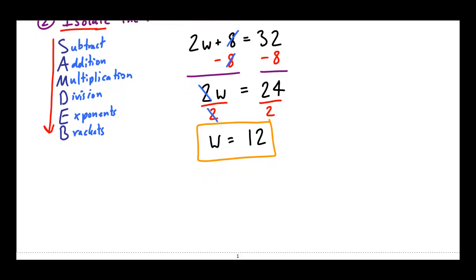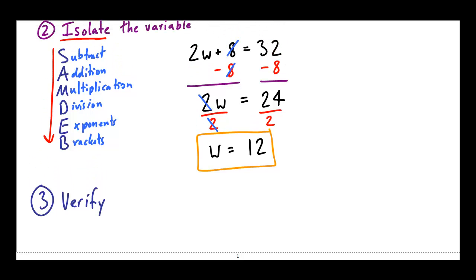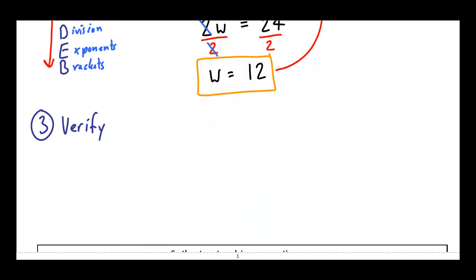The last step that we're going to follow is to take that number and do something called verifying. Which means we're going to take this number here that we arrived at, and we're going to go all the way back to that equation right there, and we're going to check it out and see if it makes any sense. So let's do that now. Okay, my original equation was 2w plus 8 is equal to 32.